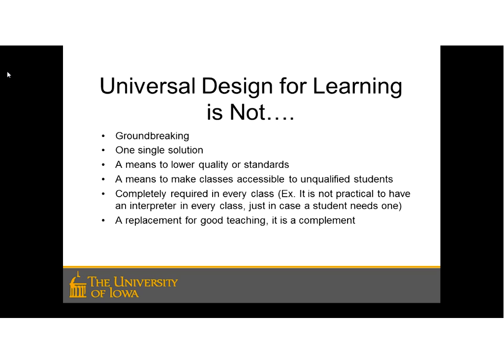Universal design isn't necessarily completely required in every class either. There's still some things that are accommodation based, that the student will have to work with student disability services or something else to get taken care of. For example, it's not practical to have a sign language interpreter in every classroom, just in case you run into a student that has a hearing impairment that might need a sign language interpreter. That's still on the student, that's on the university, that's on the school to get that accommodation when necessary. And finally, universal design for learning is not a replacement for good teaching. It's really a complement to good teaching. It's a way to help extend the good things that a teacher is doing in the classroom.